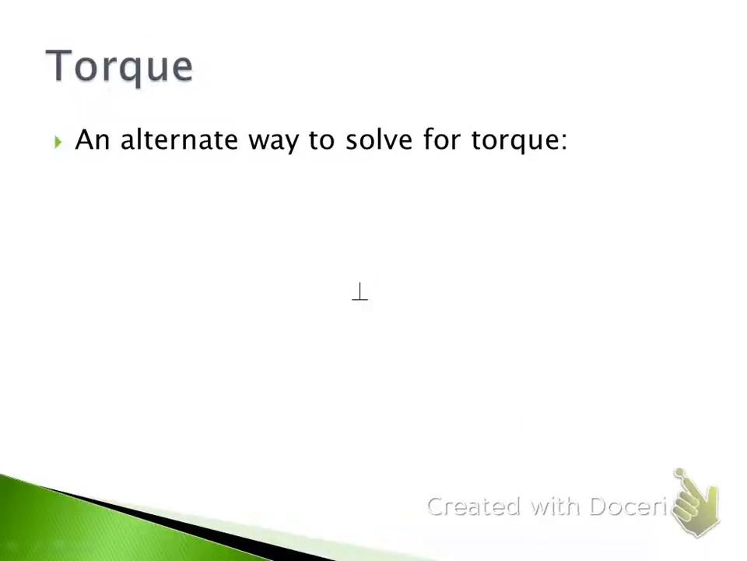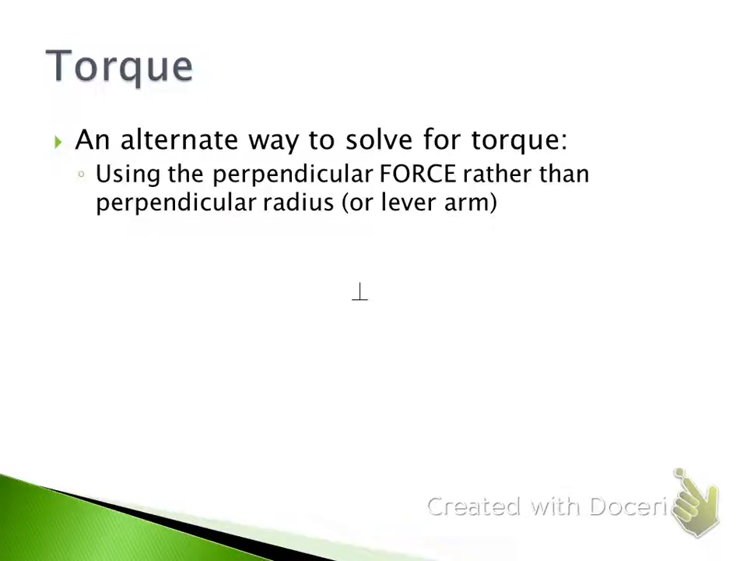A different way that we can use to solve for torque, which I think might be more applicable to us, that might be a little bit simpler rather than using that lever arm, is to take the perpendicular force rather than the perpendicular radius, right? To split your force into components and use the force that's perpendicular to the radius that already exists. I think that's going to make a little bit more sense to us. We can use either version, it makes no difference, but this we would use force perpendicular times the radius.